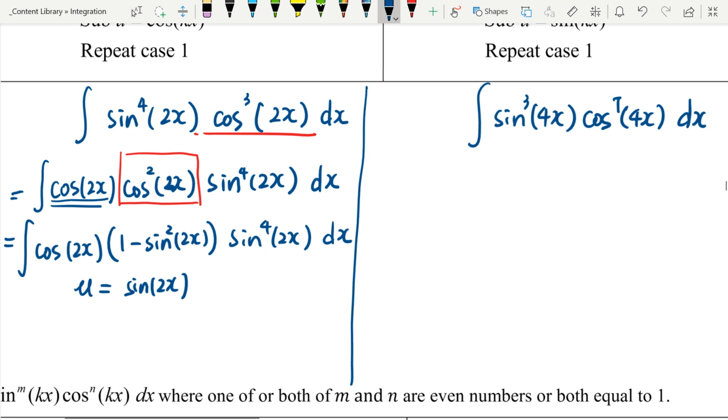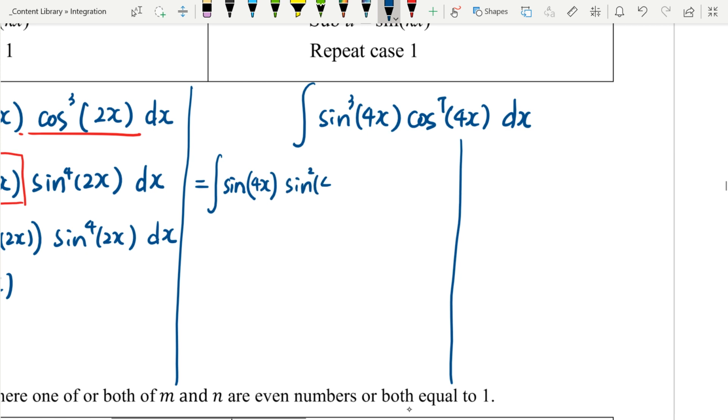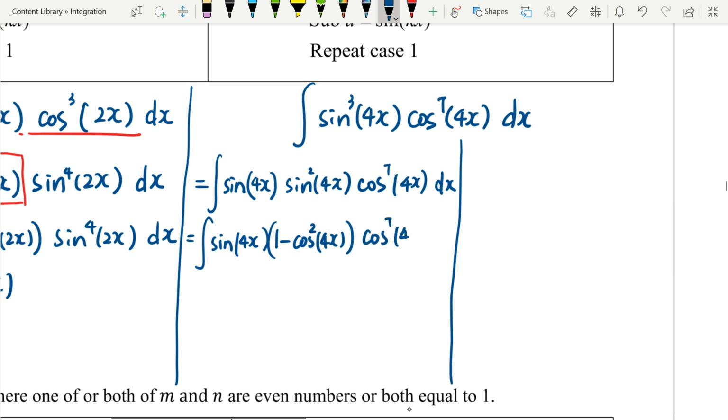Next one, I want to explain why we change the smaller one. So I have 3 and 7. I can change either of these. So if I change, I go 2 different ways. I change the 3 first. If I change the 3, so that's power of 2, and cosine is power of 7. And then that's 1 minus cosine squared 4x, and cosine 7 4x.